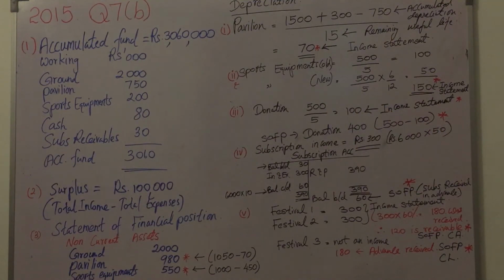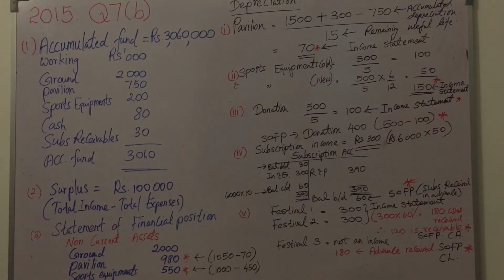Right. And now let's see how to do the second adjustment. The renovation of the pavilion was completed on 1st of April 2014 and it was used from this day. This amount is not yet recognized in the pavilion account. Further, the remaining useful life of the pavilion has increased to 15 years from this date. Right, so this of course has a little bit of calculation.